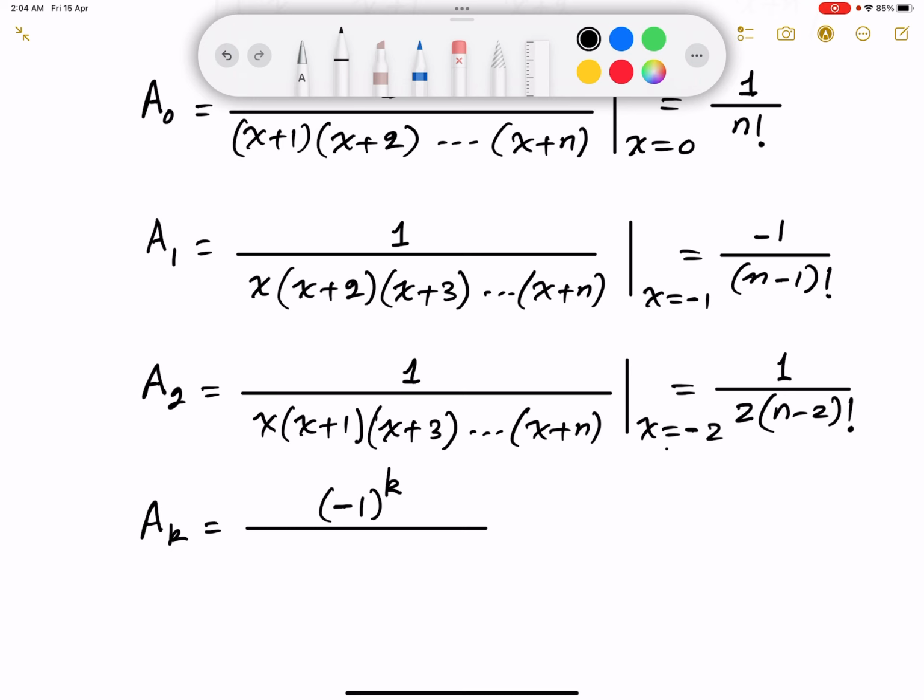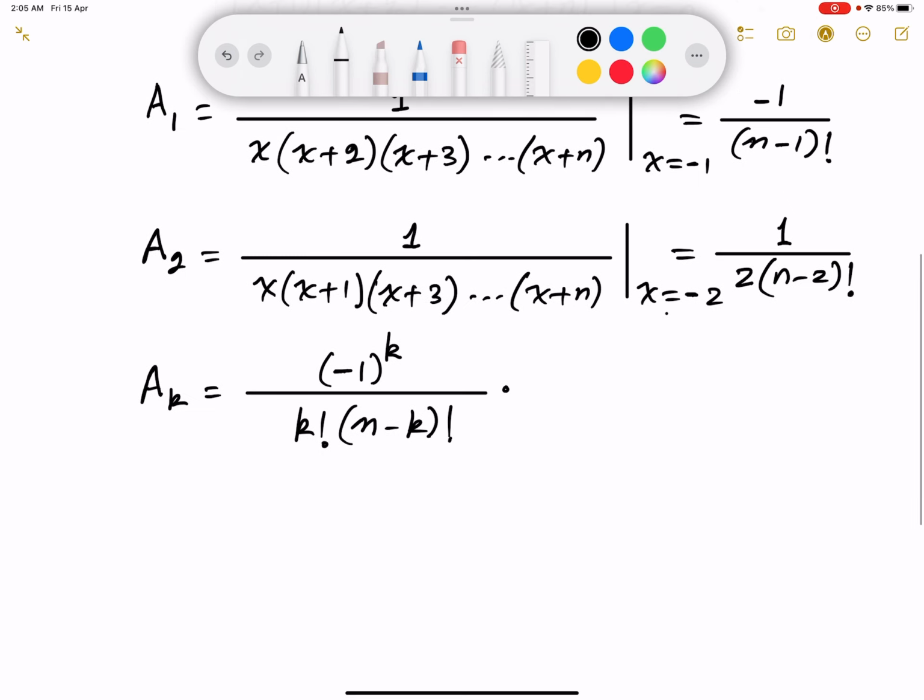And also, we notice that in every term, we're going to have n minus k factorial. Okay, so of course, n minus k factorial. And the other term was 0 factorial in A0, 1 factorial in A1, 2 factorial in A2, and that's what we're going to find if we find the next few terms. So basically, this is going to be k factorial, okay?